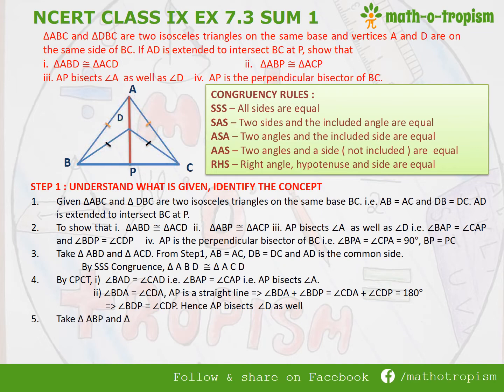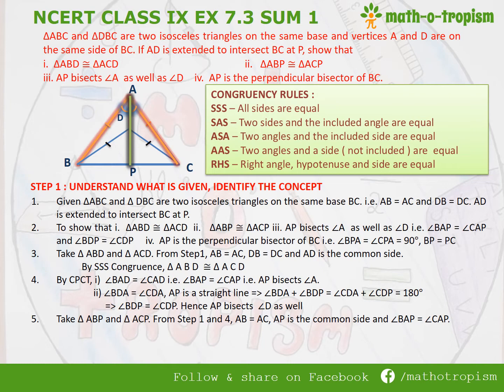Next, we'll go to the second one which we have to prove, that is triangle ABP is congruent to triangle ACP. Now, from step 1 and 4, we can see that AB is equal to AC. AP is the common side, and we have already shown that angle BAP is equal to angle CAP from the fourth step. So we have two sides equal and the included angle equal. So by SAS congruence, we can write that triangle ABP is congruent to triangle ACP. With respect to the angle, we write the corresponding vertex first. So A and A are corresponding vertices.